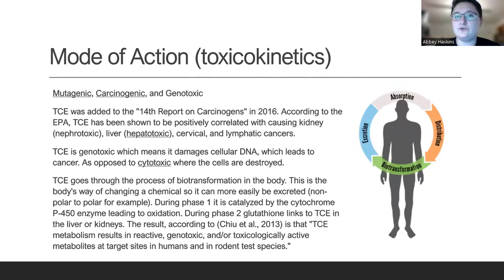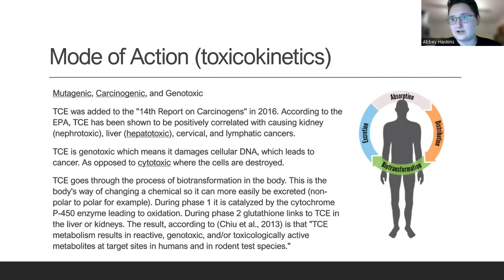So the mode of action or toxicokinetics for TCE, for starters, it's known to be mutagenic, carcinogenic, and genotoxic, and I'll go over what some of those mean. TCE was added to the 14th Report on Carcinogens in 2016, so that's when we officially started calling it carcinogenic. And according to the EPA, TCE has been shown to be positively correlated with causing kidney, liver, cervical, and lymphatic cancers. The reason it can cause cancer is because TCE is genotoxic, which means that it damages cellular DNA, so that causes cancer.